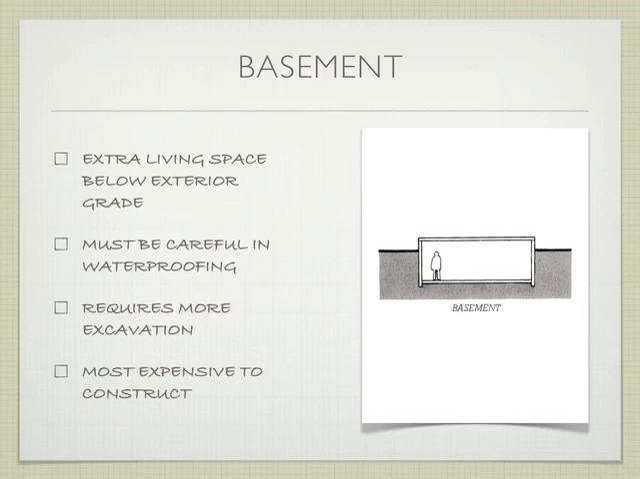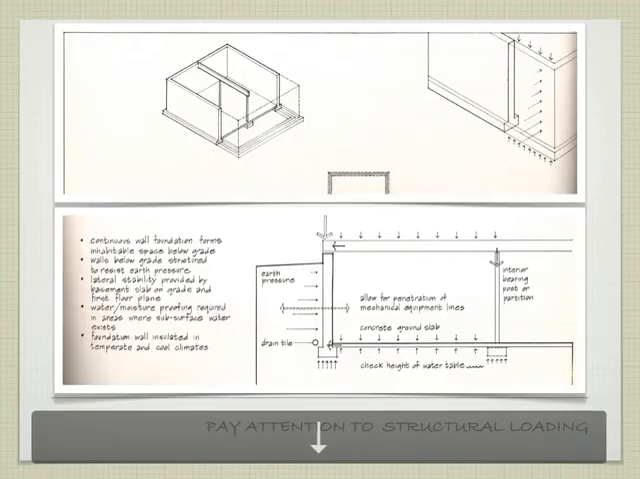The thing about it is you have to be very careful in how you deal with the waterproofing, because if you have any water outside, it can get into this hole, which is problematic. So you have to be careful there. It certainly requires more excavation and is consequently more expensive to build. If we go backwards to the slab on grade, there's almost no excavation, cheaper to build.